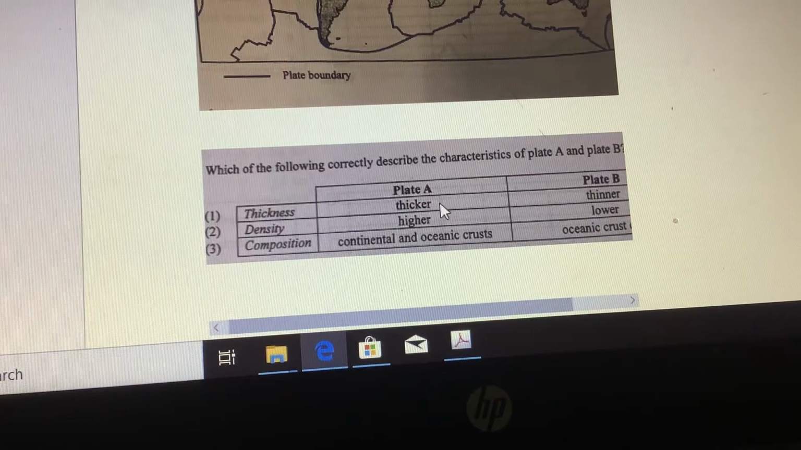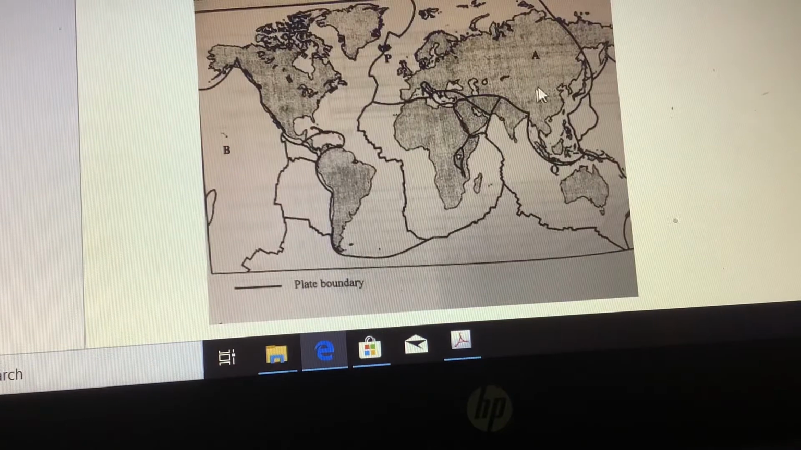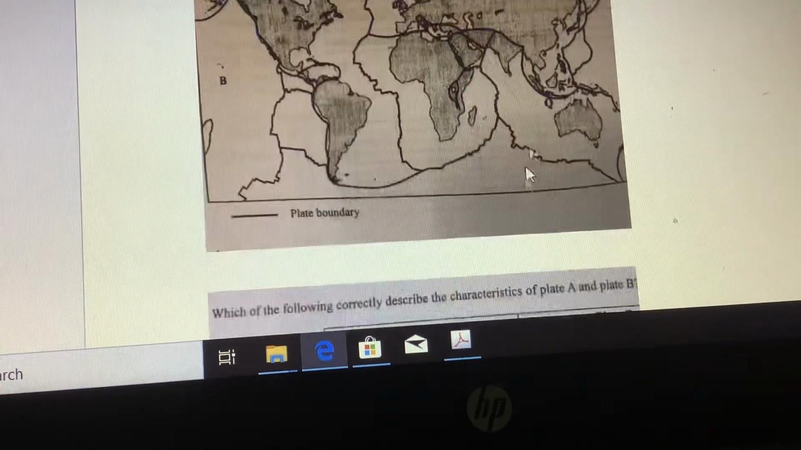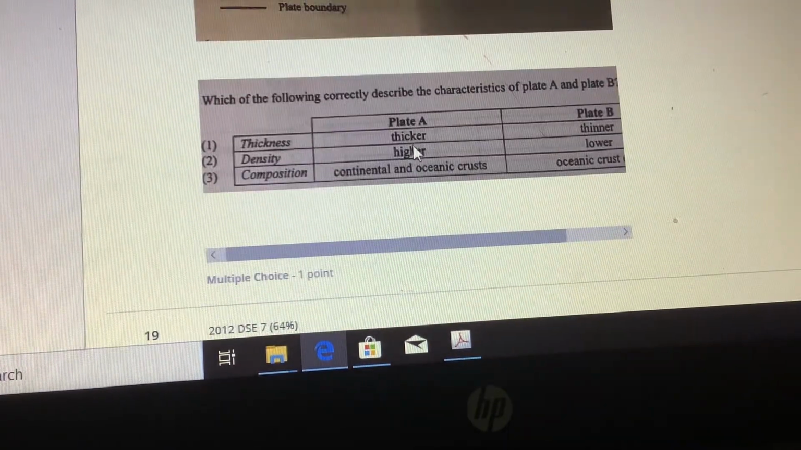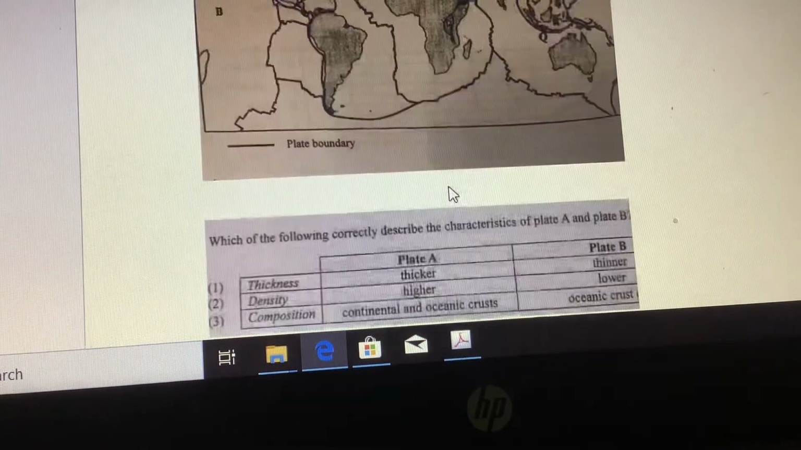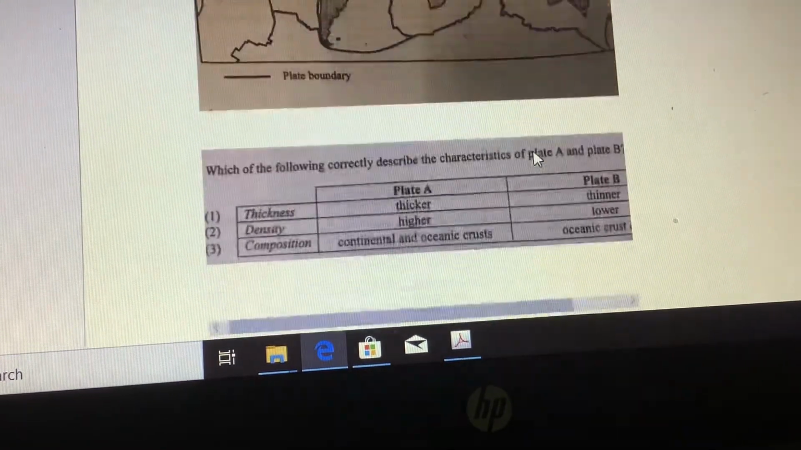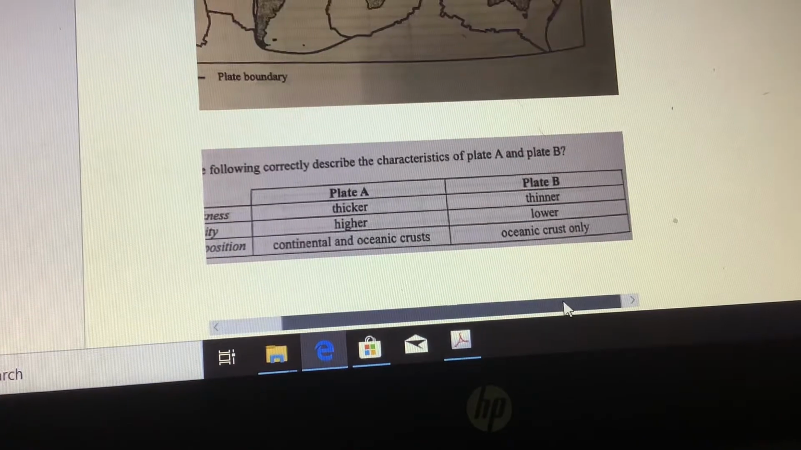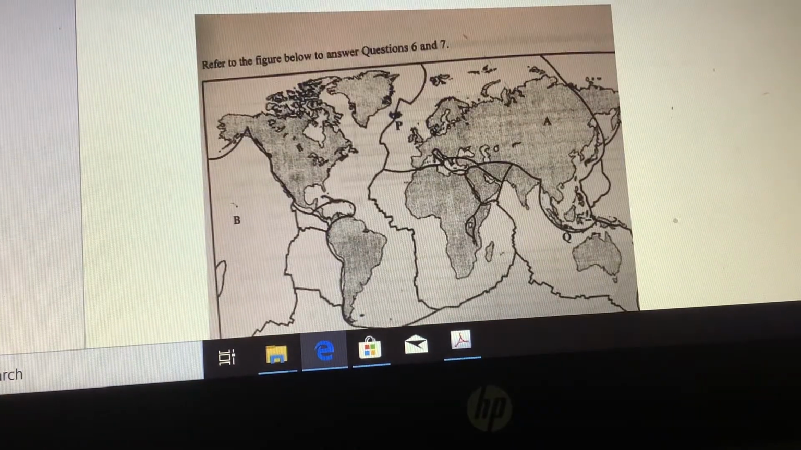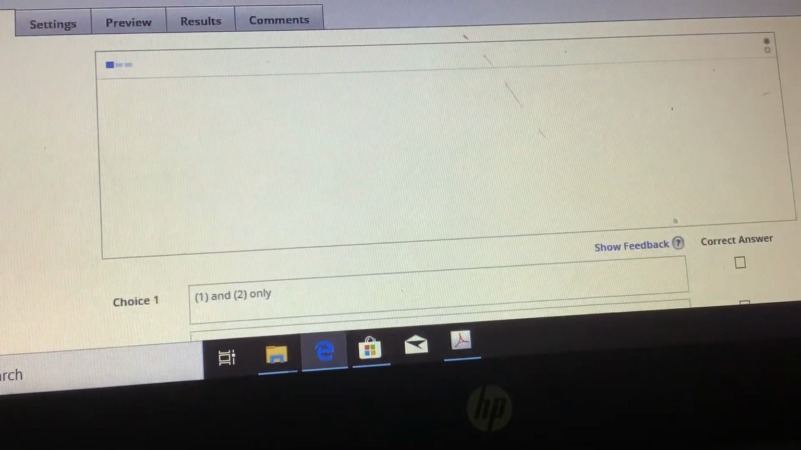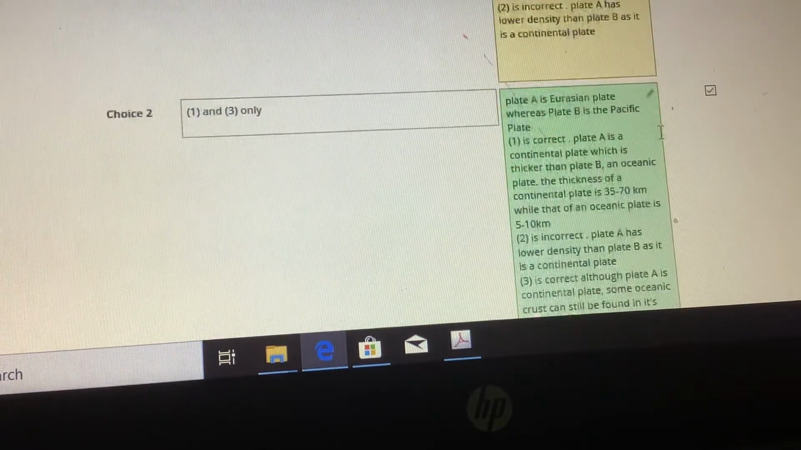If it is less dense, it is a lot thicker. So number 1 and 2 generally contradict. Either one of them is wrong. Then which one is right? Continental crust is thicker, so number 1 is right and number 2 is wrong. How about number 3? Number 3 is talking about whether it consists of oceanic crust or continental crust. Both of them have it. How about page B? This one is correct. So is it 1 and 3 only? Let's check it out.